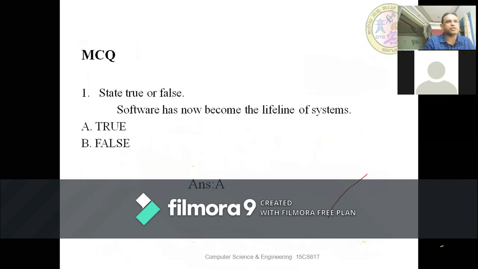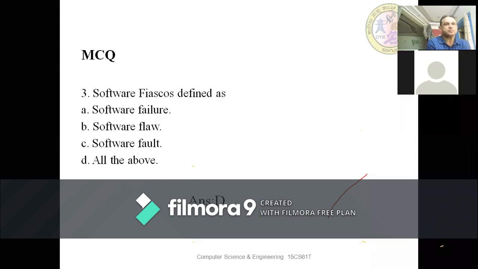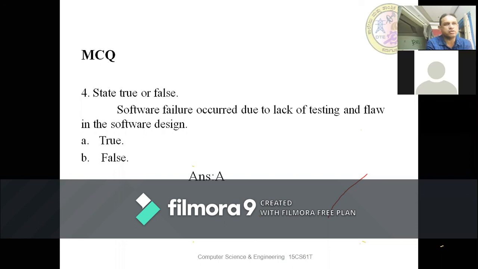Just some brief questions. State true or false: software has now become the lifeline of systems. Yes, the answer is already available there. It's true. Then the challenges in software development are all of the above: developing zero defect software, meeting time constraints, shortage of skilled people. Software fiascos are defined as software failure, software flaw, software fault, and all of the above. Yes, fine. Then again, true or false: software failure occurred due to lack of testing and flaw in the software design. So it is true.